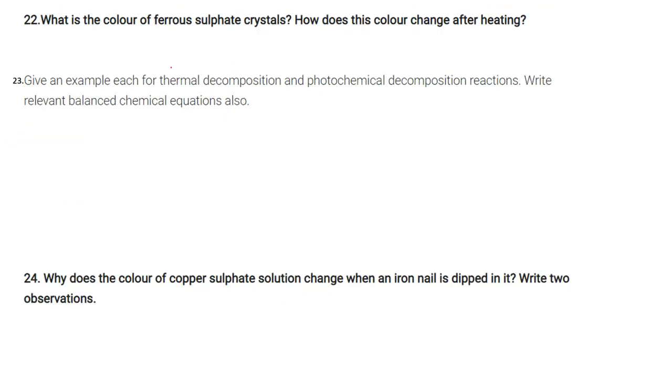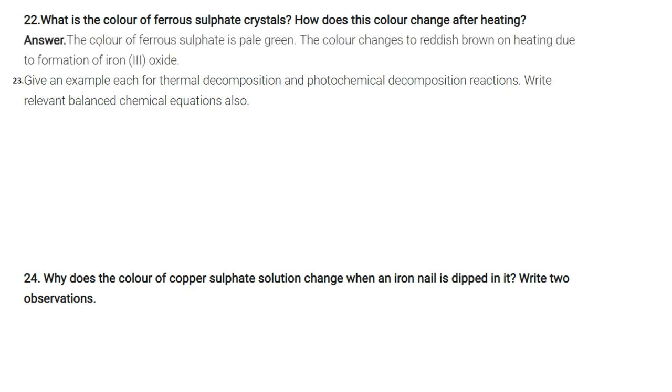What is the color of ferrous sulfate crystals? How does this color change after heating? So the color of ferrous sulfate is pale green initially, and this color actually changes to reddish brown on heating because of the formation of iron oxide.